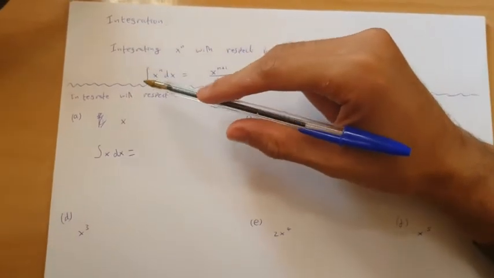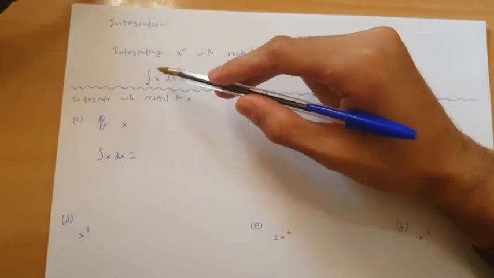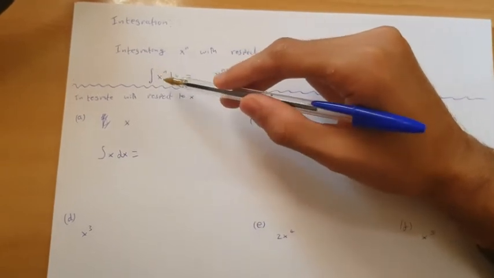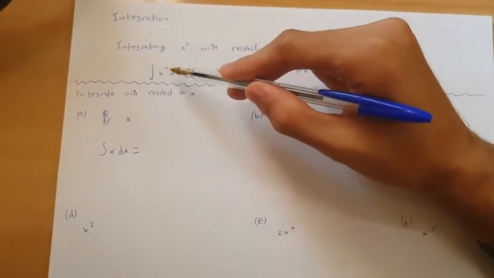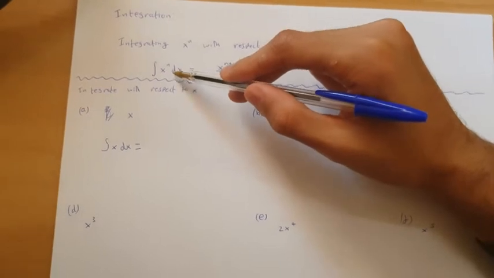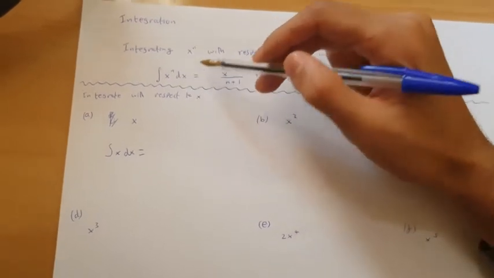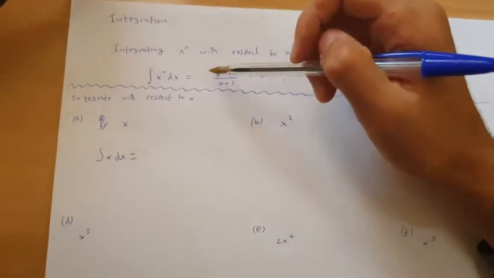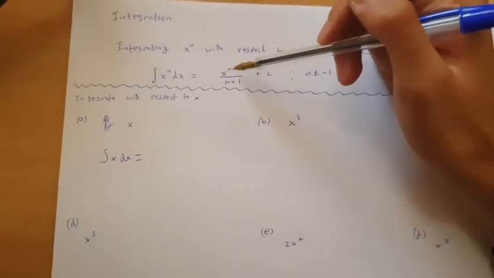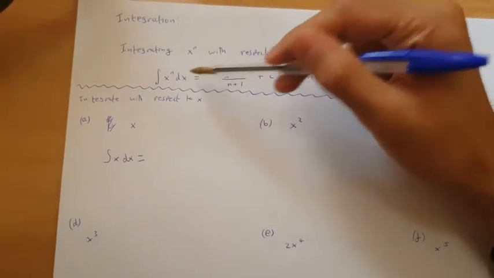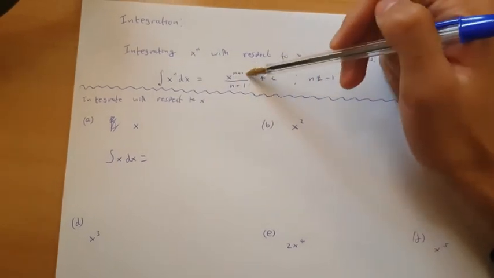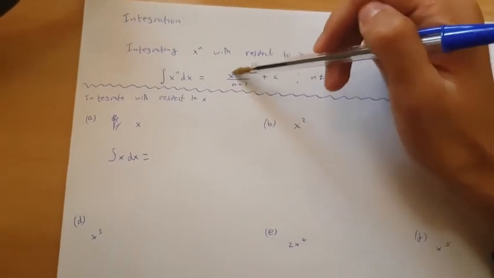This is the integral symbol here. This is what we use when we integrate. So the integral of x to the power of n with respect to x. So this whole dx bit here means with respect to x. Okay, and that is equal to x to the power of n, so that bit there, plus 1 divided by n plus 1.